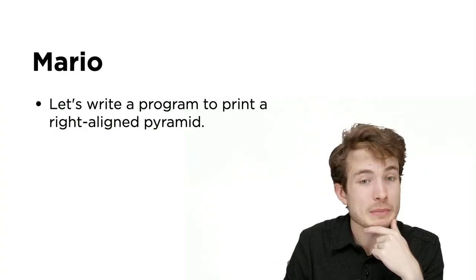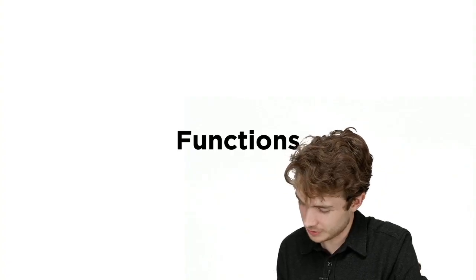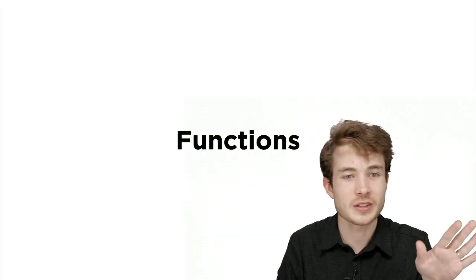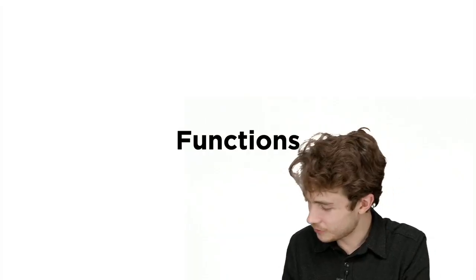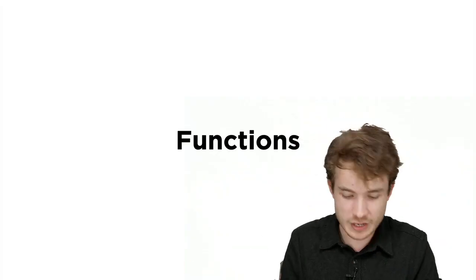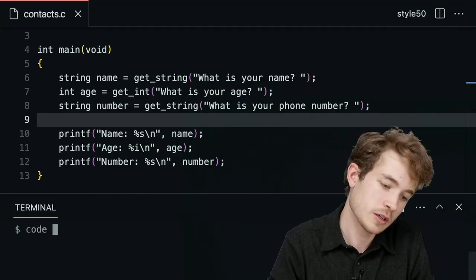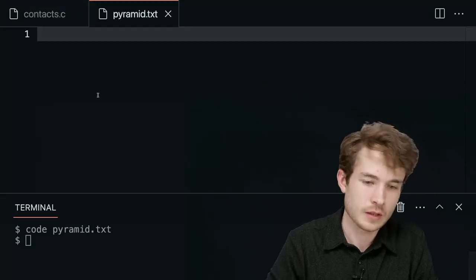So a left-aligned pyramid looks a bit like this. Whoops, sorry, I didn't have those slides in this presentation. That's OK. We will instead talk about functions and what we could do to create a left-aligned pyramid. If you can visualize it in your head, let me go to my actual code space over here and say code pyramid.txt. And I'll show you an example.